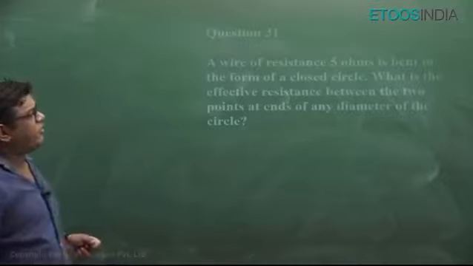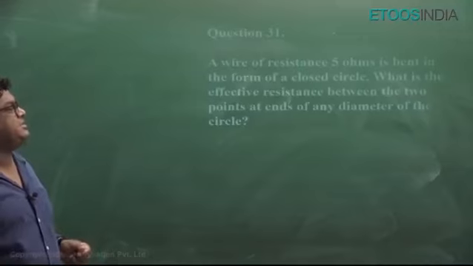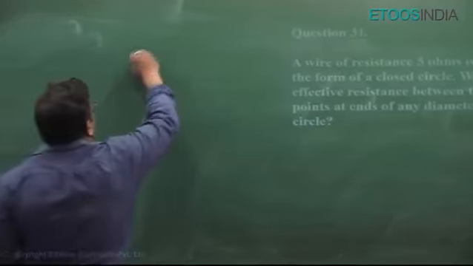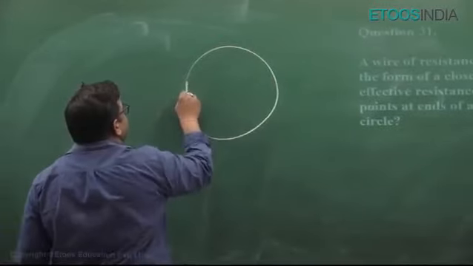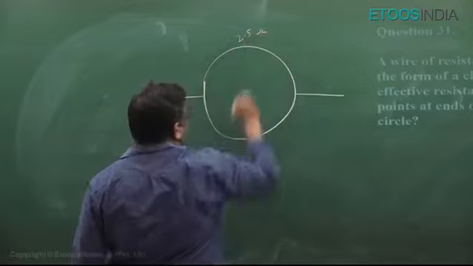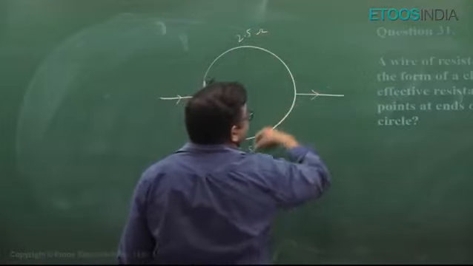A wire of resistance 5 ohm is bent into the form of a closed circle. What is the effective resistance between the 2 points at the ends of the diameter? That's the same question, I think. We know that it is going to be 2.5 ohm. It is also going to be 2.5 ohm. It goes like this here.